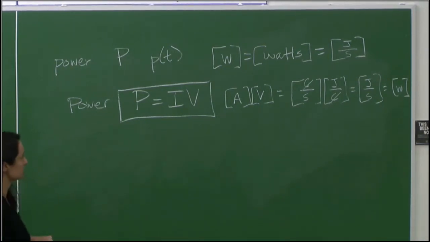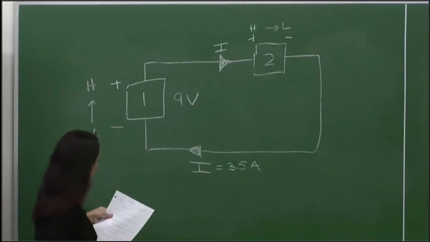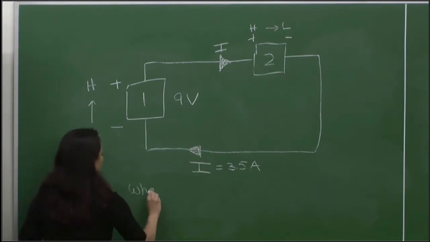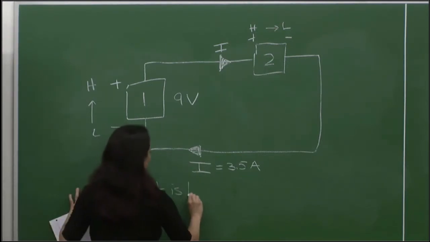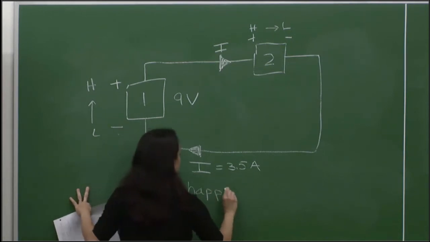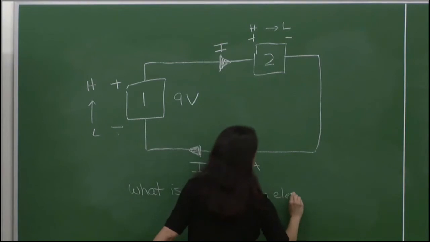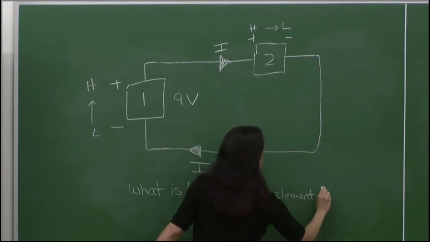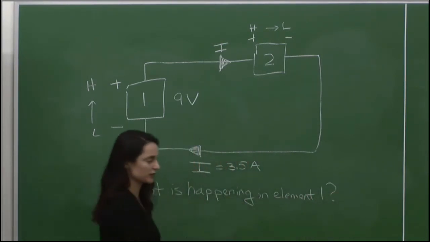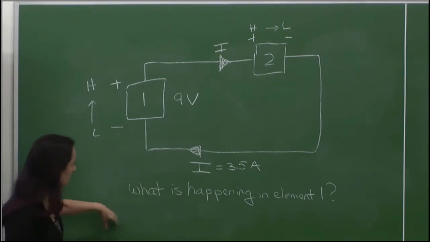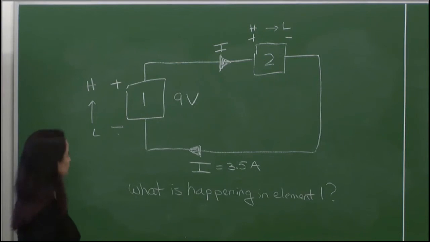All right. So we have our power equation. Now I'm going to step back to our drawing of our element. And you might get a question like, what is happening in element 1? Which is kind of a vague question. They'll get a little more specific when you actually have to provide answers, but I haven't shown you that format yet. So what is happening in element 1?